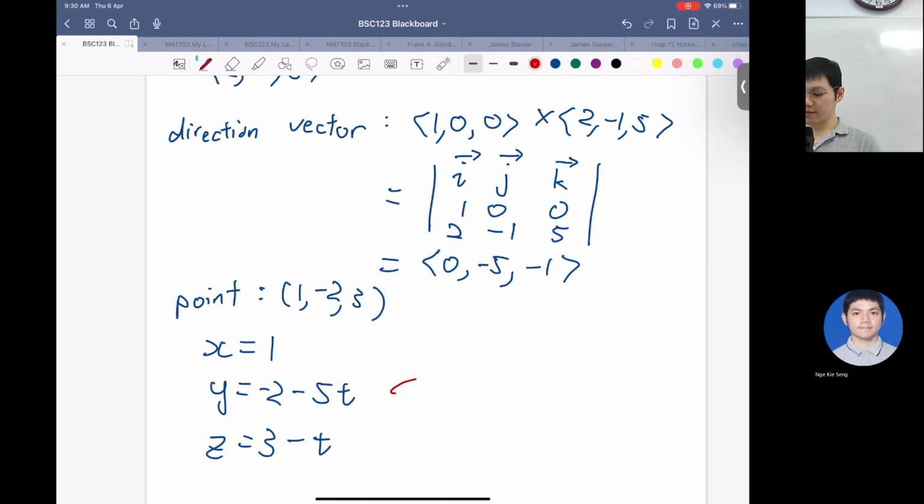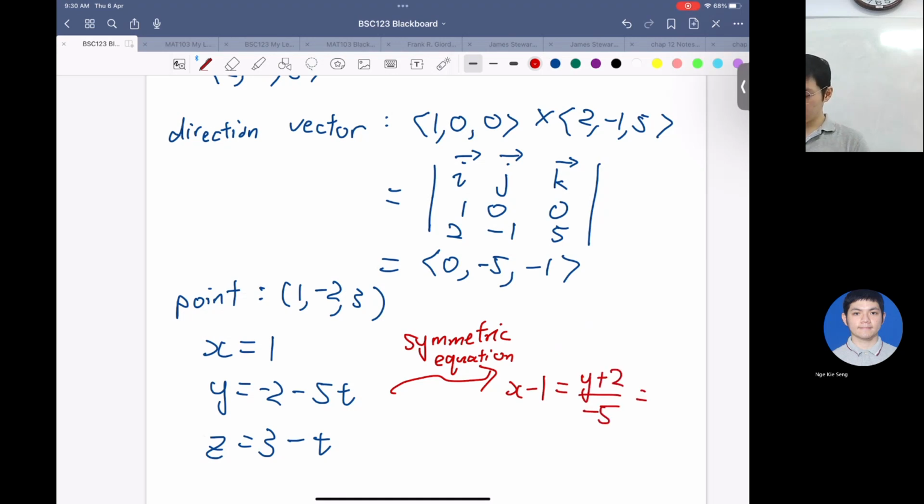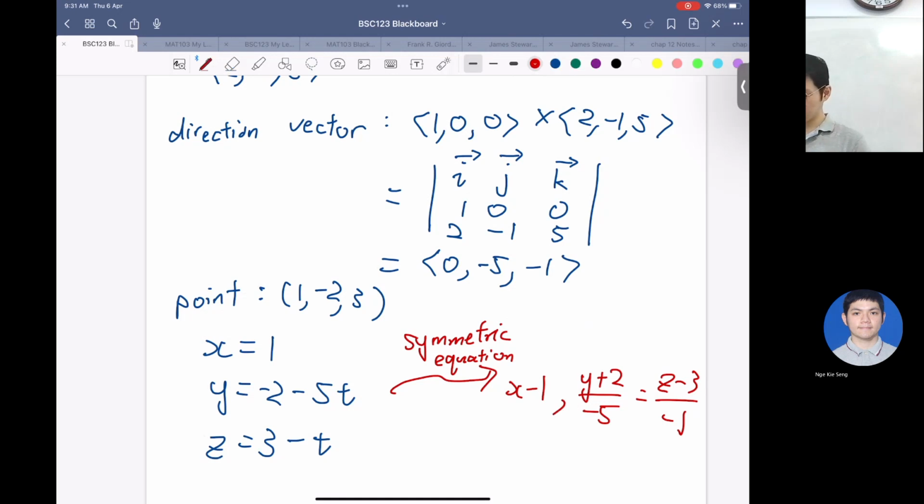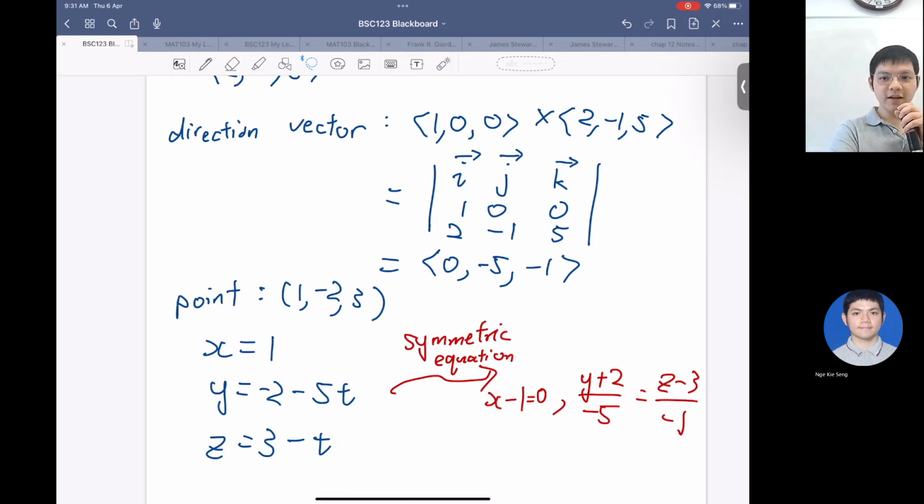Similarly, you can turn this into the symmetric equation. So let's do the exercise: turn this to symmetric equation. We will get x minus 1 over 0, equals y plus 2 over minus 5, equals z minus 3 over minus 1. You can see the top part has to do with the point, and the bottom part has to do with the vector. Actually, we cannot do this for this case. This one has to be split. This is a special case, because we cannot divide by 0. So we need to split this one.